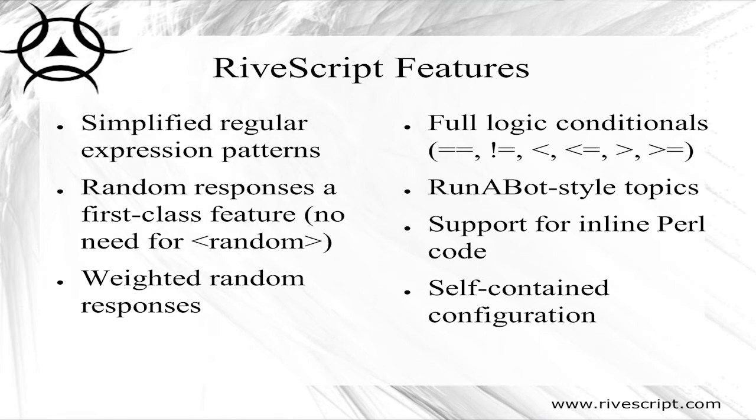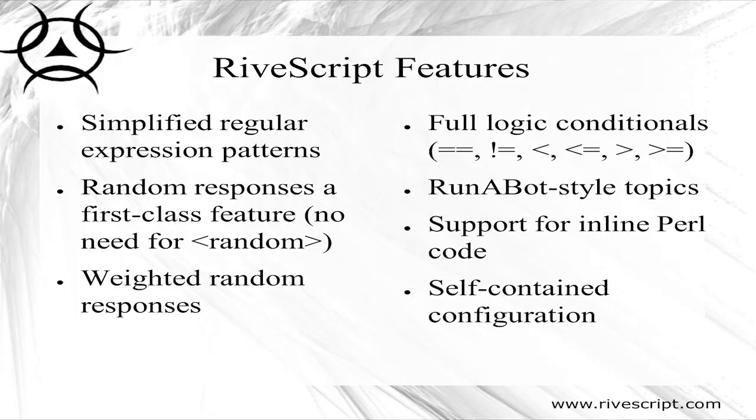You can have weighted random responses. So if you want one response to come out more often than the other ones, you can easily do that. Its conditionals can check equal, not equal, less than or equal, and so on, whereas AIML could only compare equality, like equal to. It has Runabout style topics, support for inline Perl code, and self-contained configuration. I'm going to talk about that last point first.